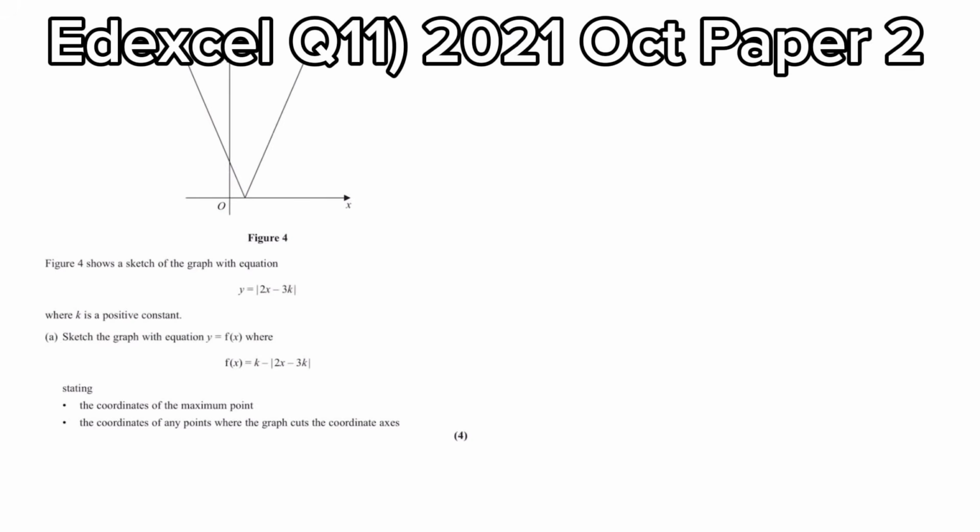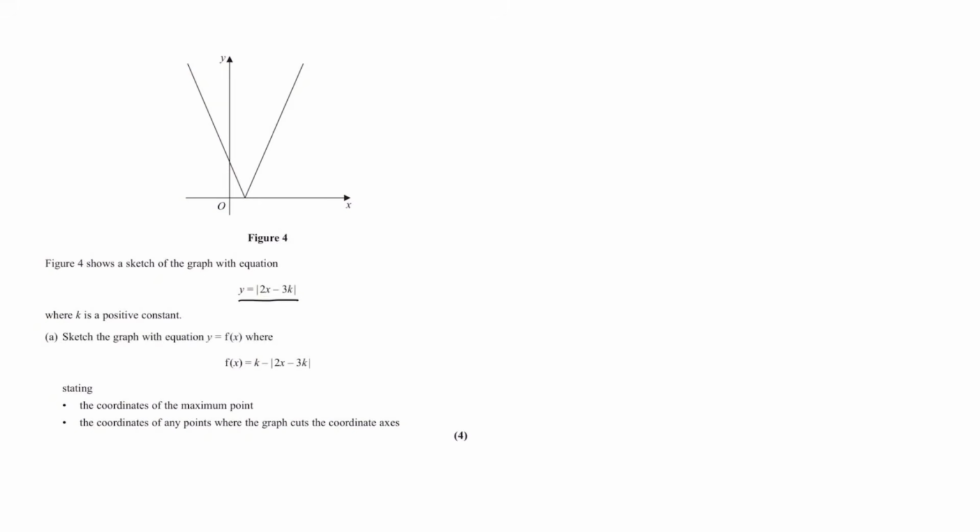Here in this final question, we're first given a sketch of this modulus graph, and then we are told to sketch the graph with equation k minus the graph we're given the equation of. Now, for a question like this, we could just try and draw this graph all by itself. However, a smarter way of doing this would be to try and use the graph we're already given the sketch of, which is right here.